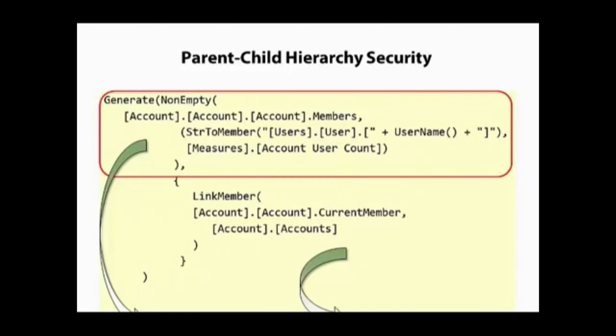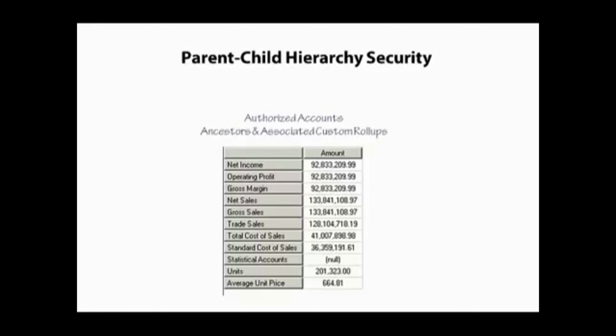Then when we apply the new set expression to dimension security, we can test the results and confirm that we see the authorized accounts and the ancestors of those accounts, plus a custom rollup member based on an authorized account, but nothing else.